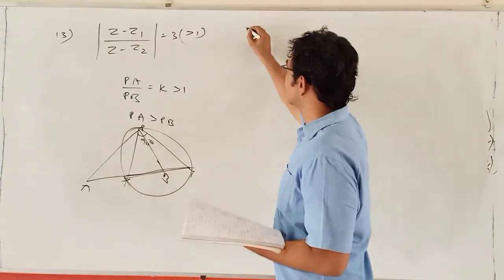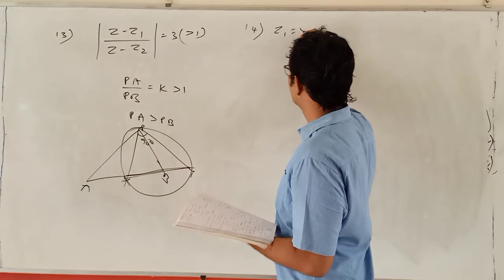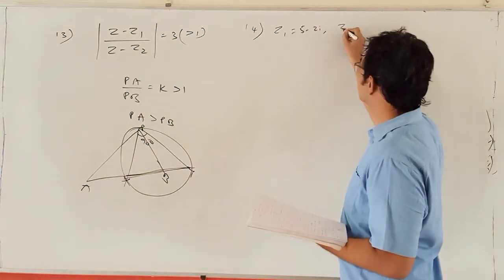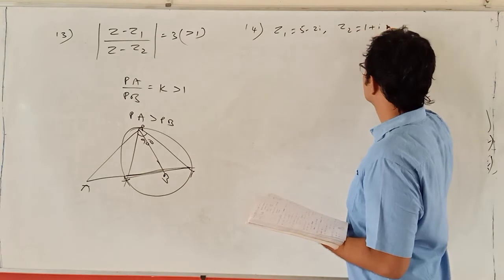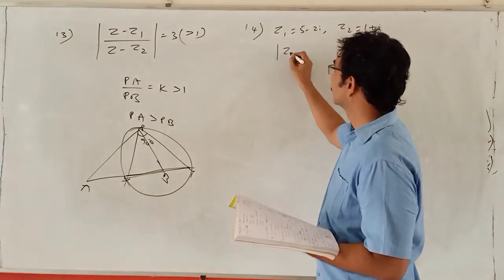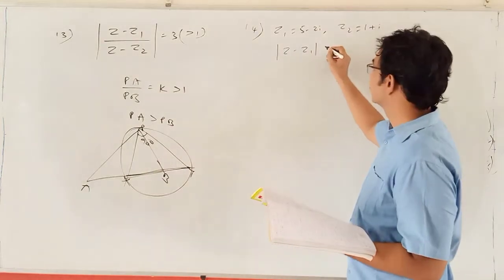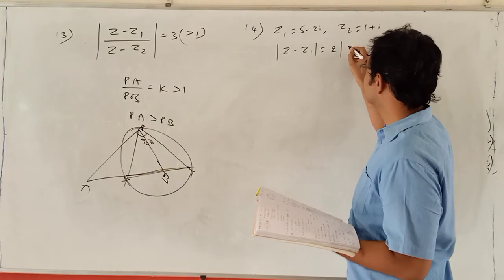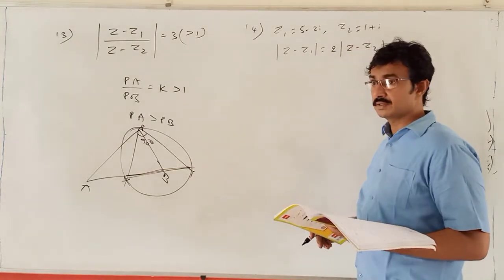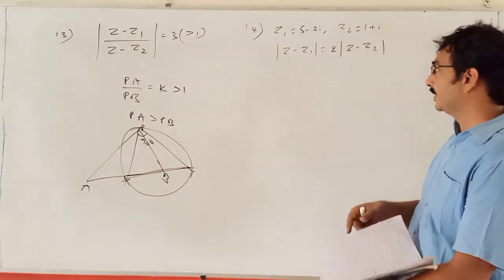Next, 14. Z1 equal to 5 minus 2i, Z2 equal to 1 plus i, and modulus of Z minus Z1 equal to 2 into modulus of Z minus Z2. Then find the maximum area of the triangle PAB.